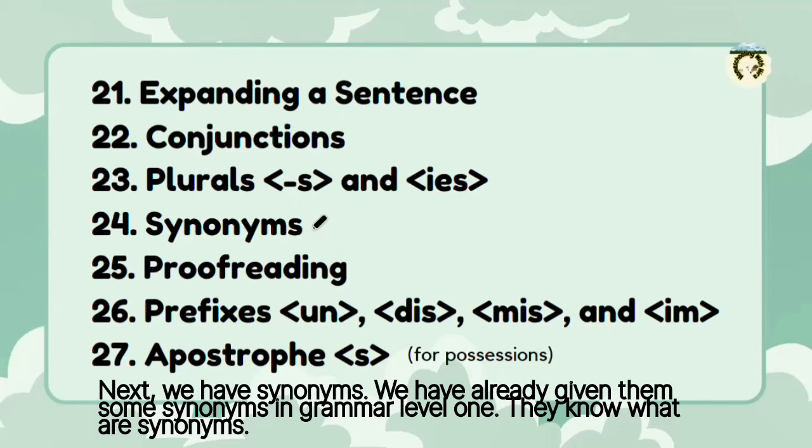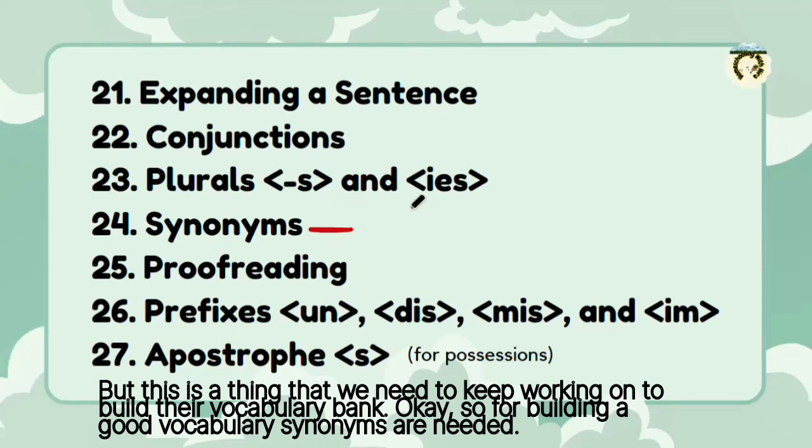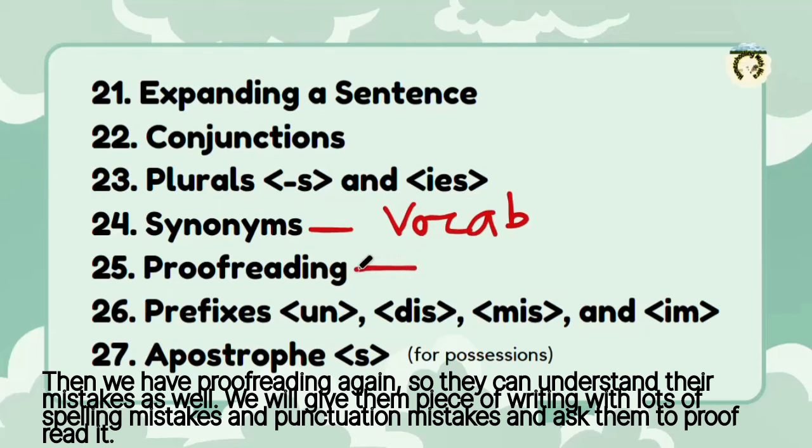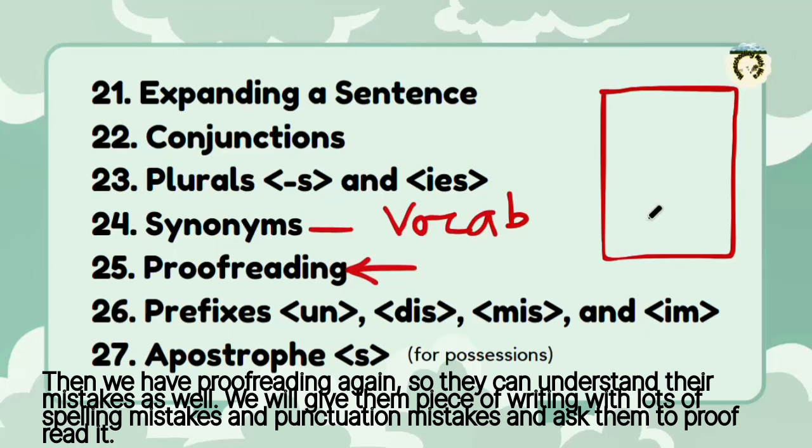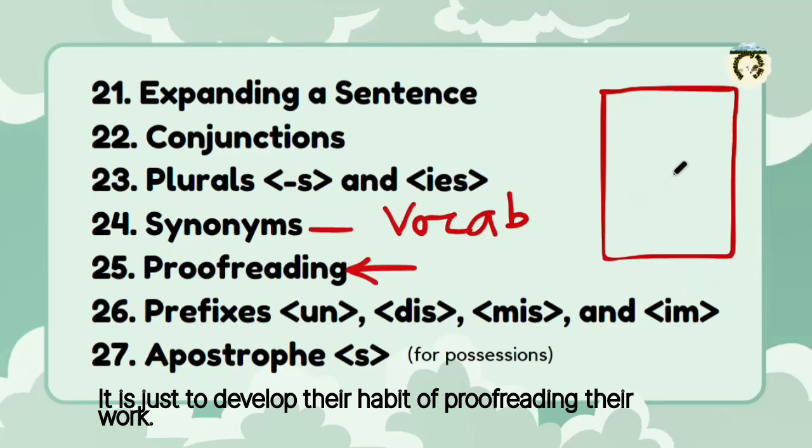Next, we have synonyms. We have already given them some synonyms in grammar level 1. They know what synonyms are, but this is something we need to keep working on to build their vocabulary bank. For building good vocabulary, synonyms are needed. Then we have proofreading a story, so they can understand their mistakes as well. We will give them a piece of writing with lots of spelling and punctuation mistakes and ask them to proofread it. It is just to develop their habit of proofreading their own work.